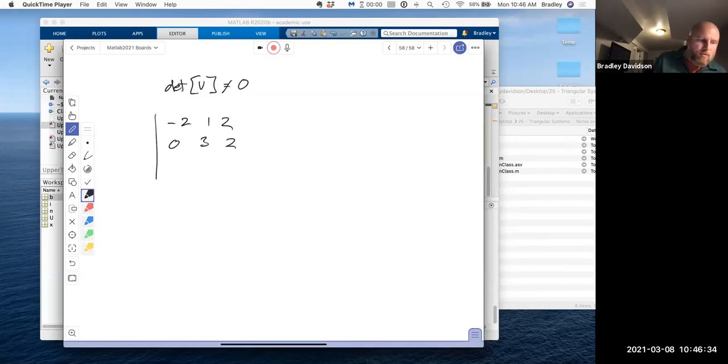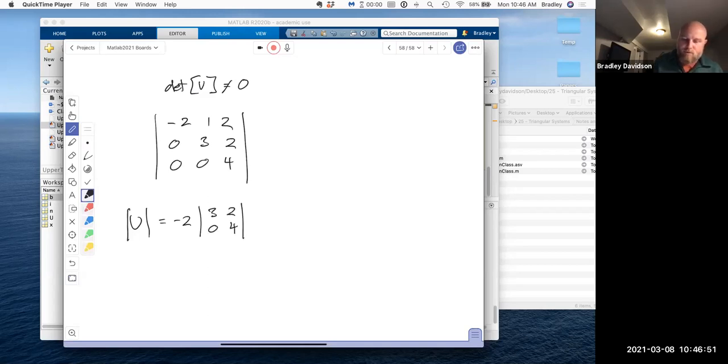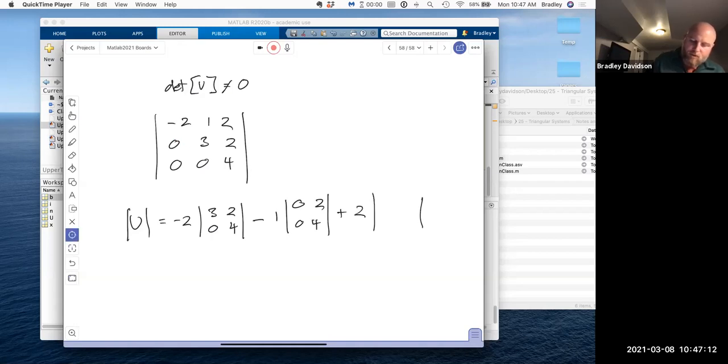So -2, 1, 2, 0, 3, -2, 0, 0, 4. And so getting the determinant, it'll be -2 times the determinant of the minor, 3, 2, 0, 4, and then subtracting 1 times the determinant of the minor that's left over, 0, 2, 0, 4. And then plus 2 times the determinant of its minor, 0, 3, 0, 0.